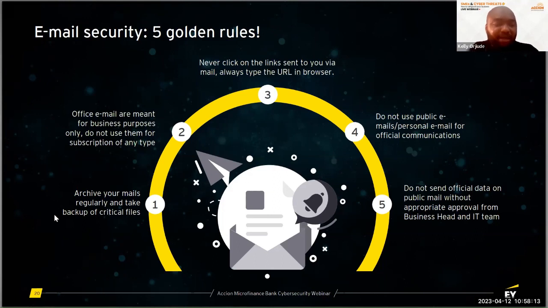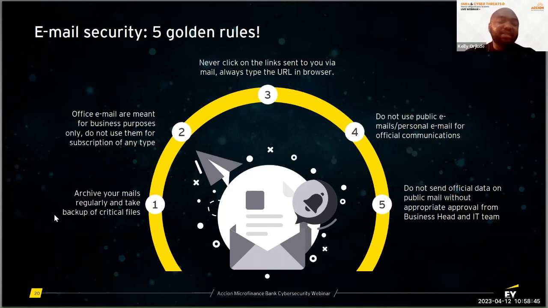Archive your emails regularly and take backup of critical files. In many cases, when your emails are compromised, you might never get them back. That's the sad reality. But when you archive them offline and store them, encrypt them of course, if for some reason you lose your email, you can get it back because you have a backup of that email, right?